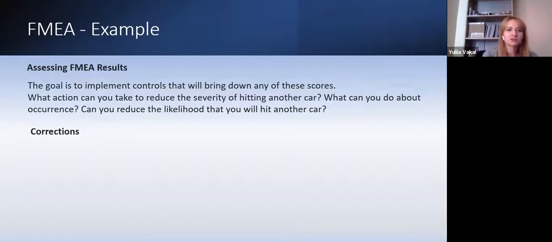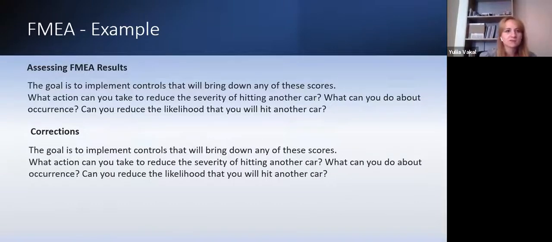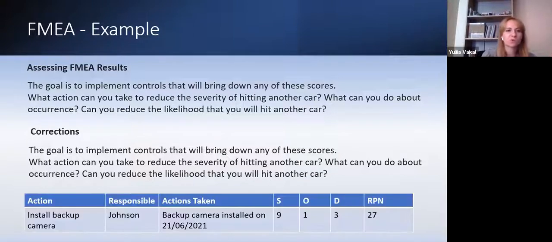So the corrections look like this. We need to think about what we can do based on the scores, how we can reduce these numbers. What actions can we take to reduce the severity of hitting the car? We said that. What can you do about occurrence? Okay, so what did we actually come up with? Just install a backup camera. Amazing. So you need to assign a responsible person who will be doing it.